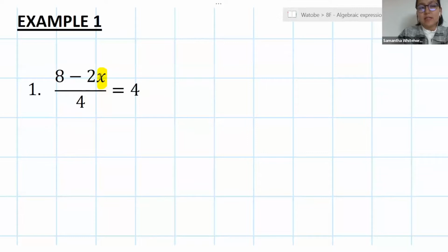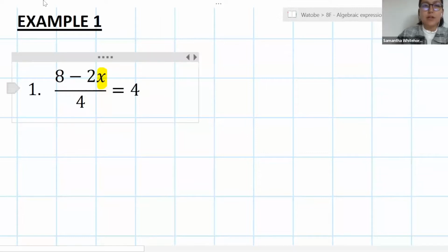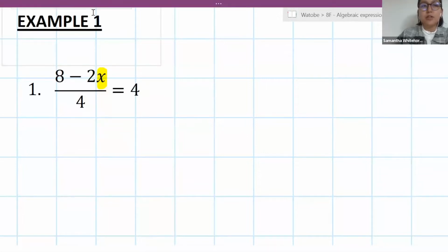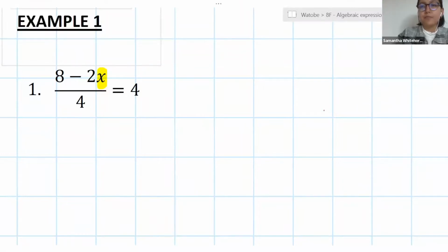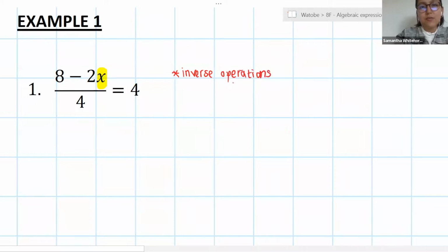Once we start to look at these sorts of questions, what we need to remember is that we need to use the opposite operation to the original operation in the equation. We call this using inverse operations. Inverse basically just means opposite. If we were originally adding, we're now going to subtract. If we were originally subtracting, we're now going to add. If we were multiplying, we're now going to divide. And if we were dividing, we are now going to multiply. That's really important to know when we're solving equations.